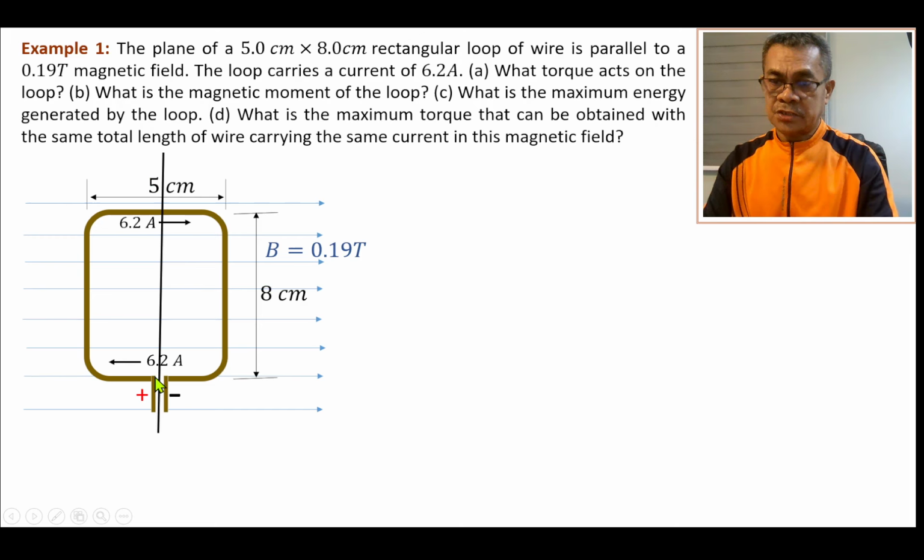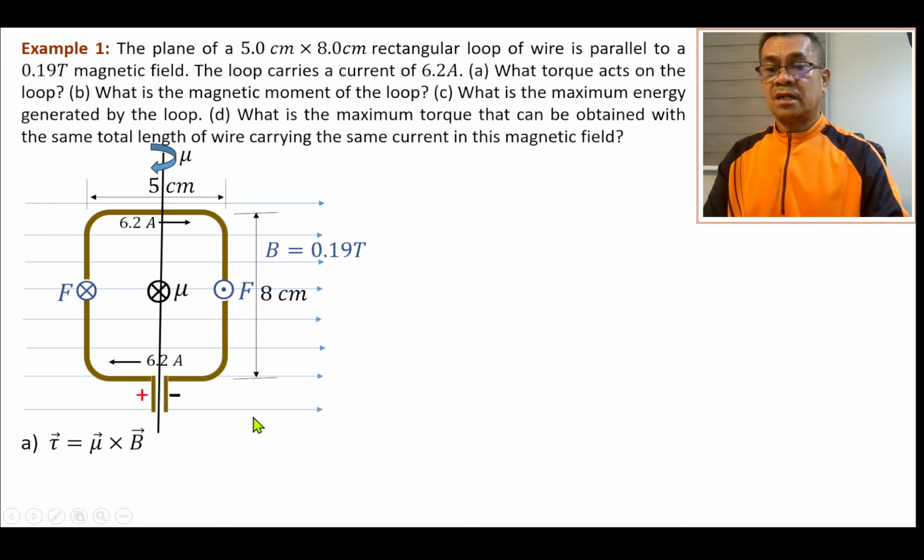Then mu will interact with the magnetic field. So it will not rotate counterclockwise; looking at the top, it should be clockwise. Okay, so torque, letter A, is mu times B. Then we can now easily calculate. Use the magnitude: mu B is the magnitude of the torque. Then mu is I A, so torque is I A B.